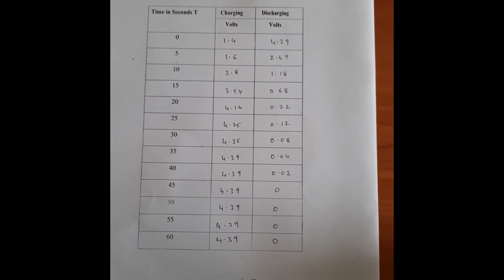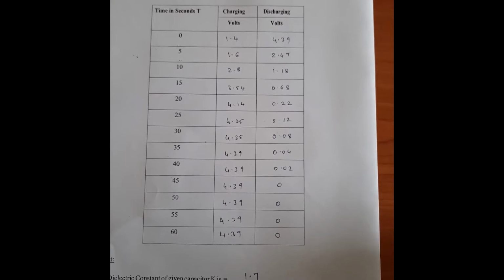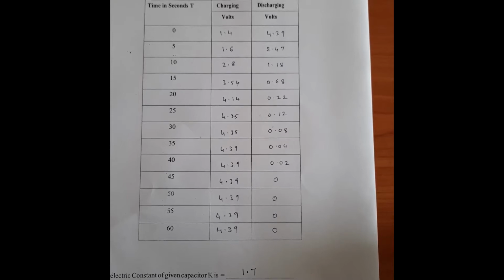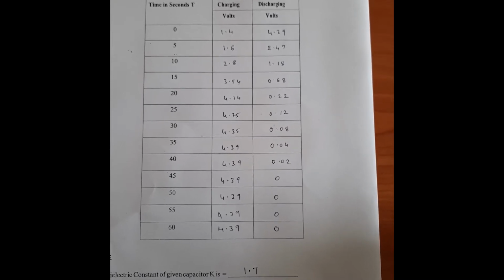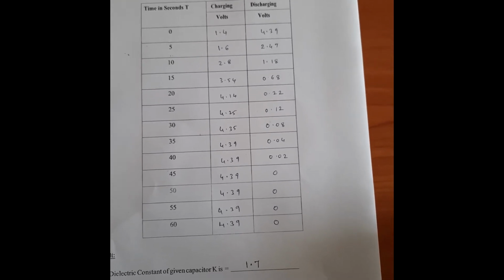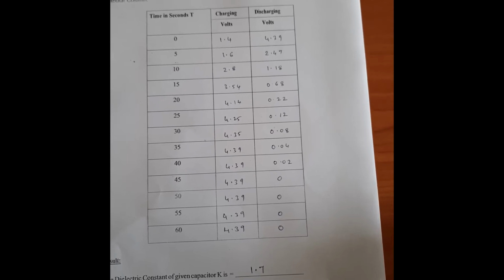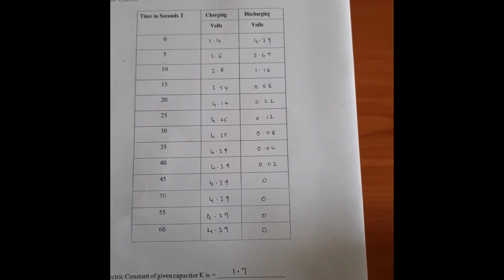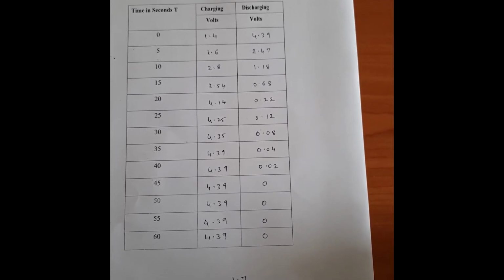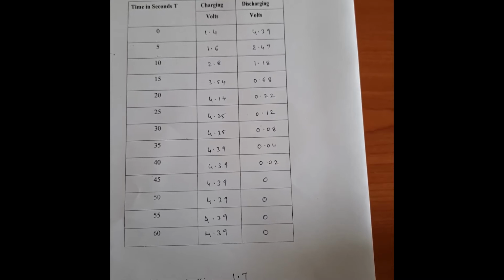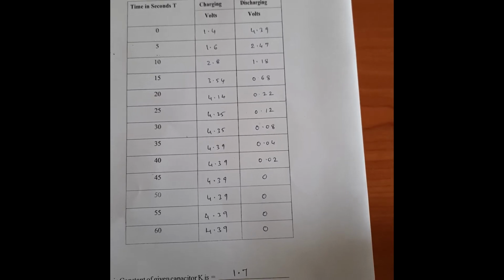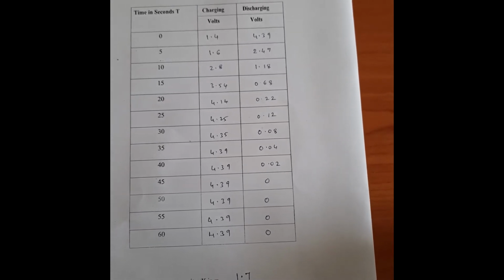So these were all the values recorded during the time of charging and discharging, every 5 seconds. It is observed that the beginning reading is 1.0 in charge mode, and the saturated voltage is 4.39, that is after 60 seconds. Then in the discharge mode, for 0 seconds you have to consider 4.39 only, and after 5 seconds it is reduced to 2.47, and finally it is reduced to 0 after 45 seconds.